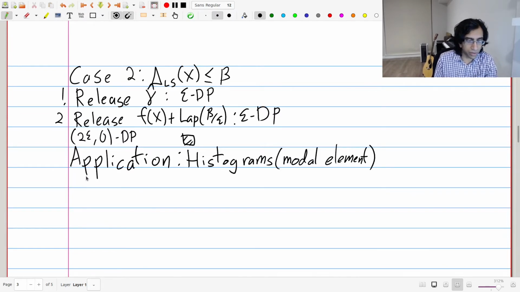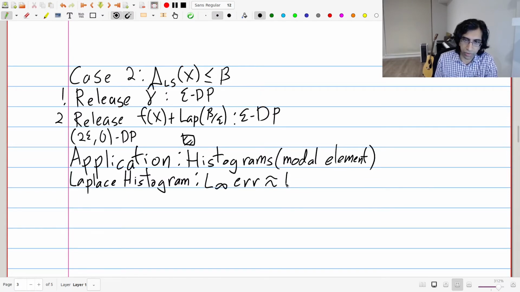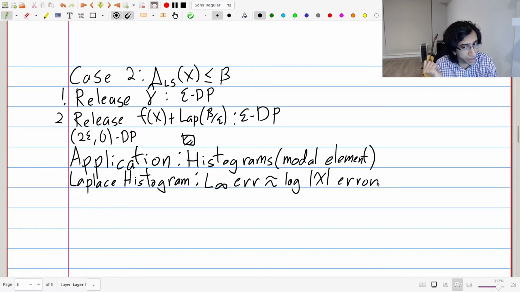what I want to say is let's rewind back to the Laplace histogram. That was a case where we just added Laplace noise to every bin in the histogram. And in that case, what type of error did we get? If you recall, the error on each bin, that is the L infinity error, was approximately equal to log of the size of the domain. And this is not bad, paying only logarithmically in the domain size is pretty good. It's not polynomial, it's a very slow growing function.